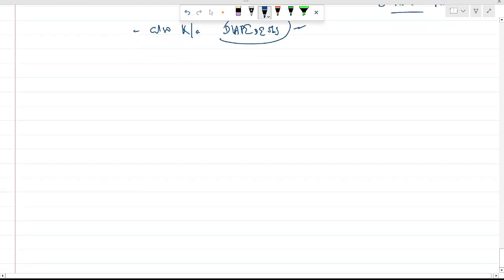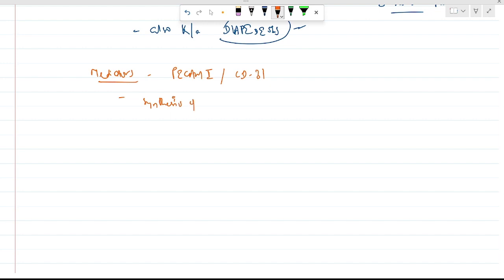Here there are some mediators. The mediators are PECAM1 or CD31 receptors. What it does is synthesis of collagenases or matrix metalloproteinases.